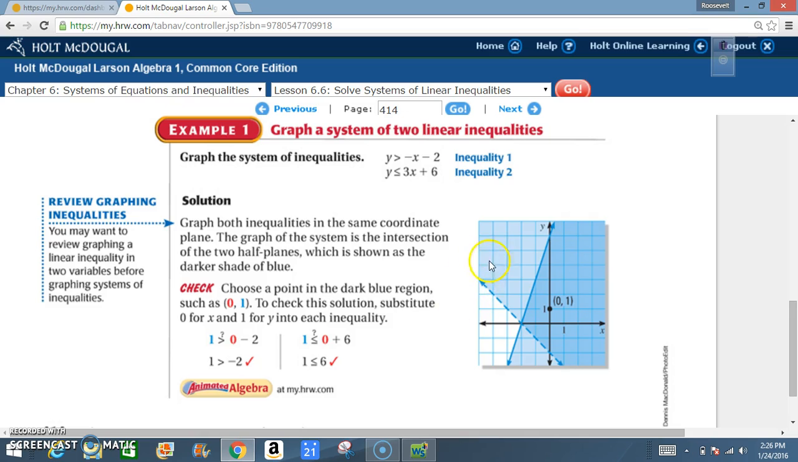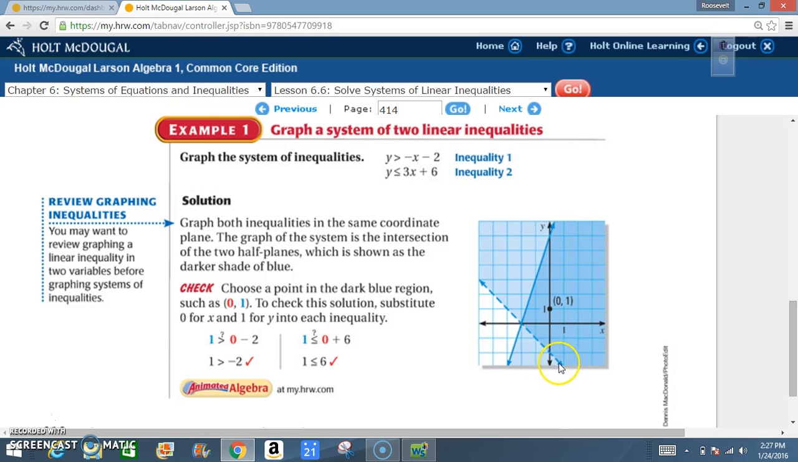All right, we're going to give you some more detail to help you out. Here, they had to graph both of these inequalities onto this coordinate plane. When they graph y is greater than negative x minus 2, first they looked at the y-intercept, which was negative 2, and they looked at the slope, which is negative 1, or negative 1 over 1. So the y-intercept of negative 2 would be here, and the slope negative 1 means down 1 over 1.